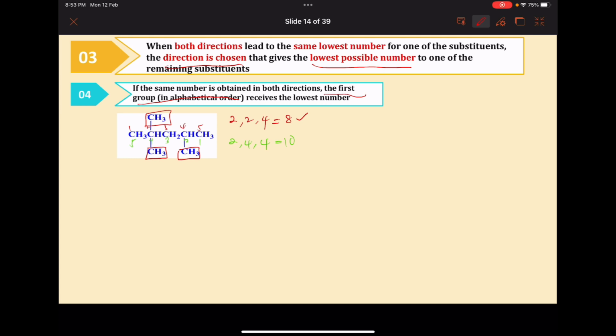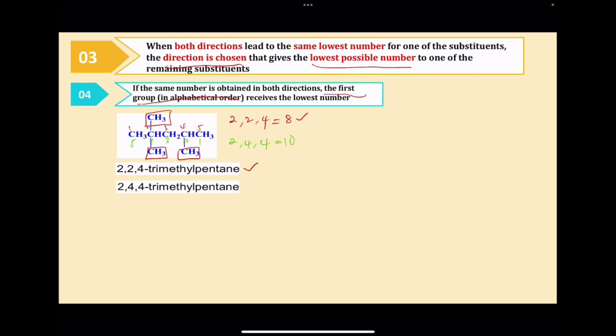So then we can name this structure as 2,2,4-trimethylpentane, not 2,4,4-trimethylpentane. Which means the methyl is attached at the second carbon and fourth carbon. Okay, second carbon and fourth carbon.